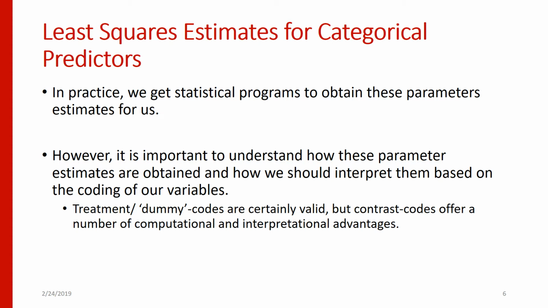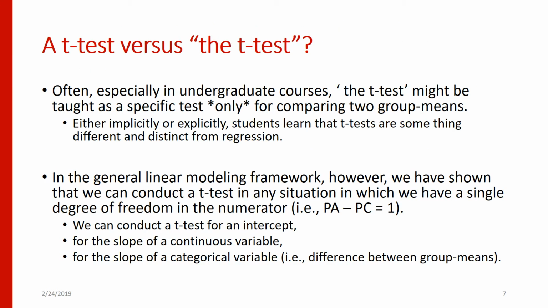And they also offer interpretational advantages because oftentimes, especially as we add multiple variables to our models, we might want to evaluate one variable on average across the other variables, right? So in a lot of situations, we'll want to know what's happening for the average person or what this effect is on average. Contrast codes allow us to do that in the same way that mean centering of a continuous predictor allowed us to do that in some of our previous models.